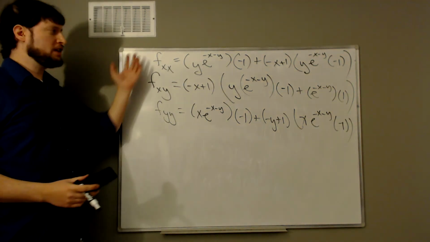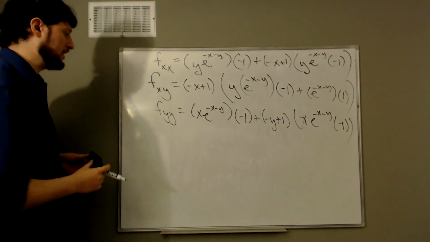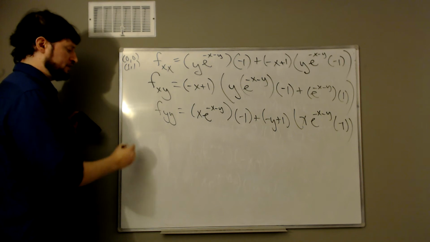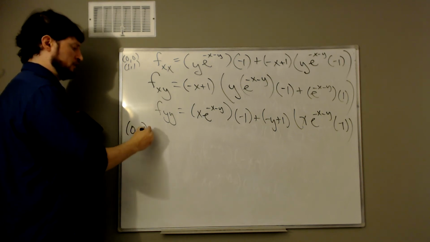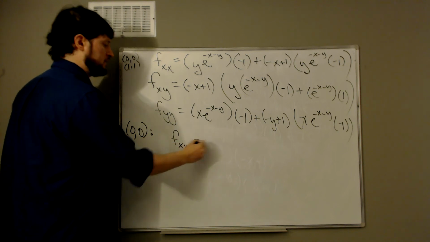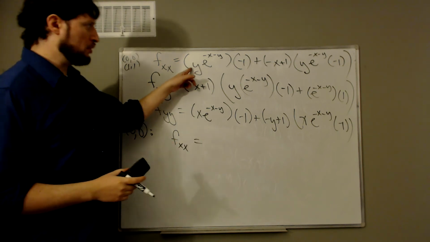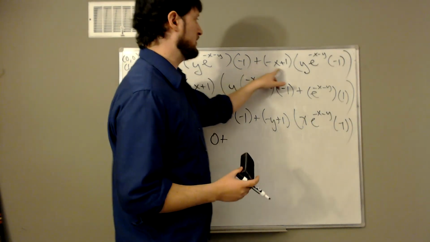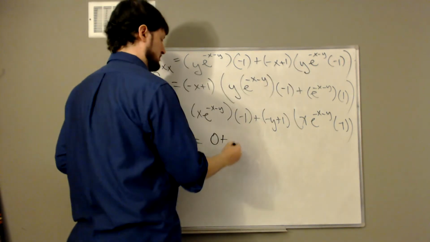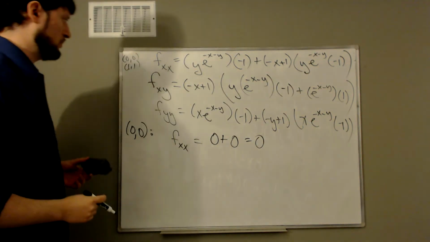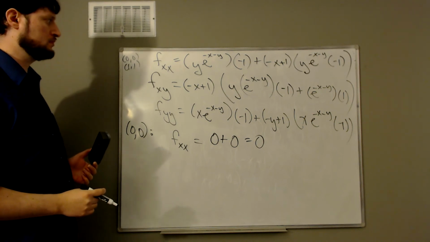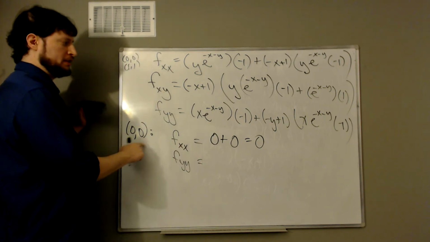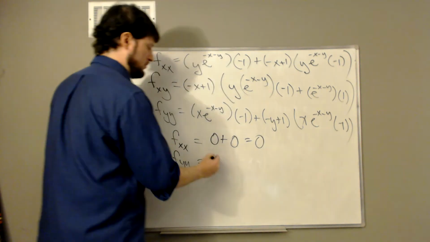And since these are pretty complicated, I'm going to go ahead and plug our points in. So remember we have the points 0, 0, and 1, 1 as our critical points. So let's just start with 0, 0 and see what we get. f sub xx at 0, 0 is 0 plus 0 because this is going to be 0. So I get 0. f sub yy at 0, 0 is again 0 and 0.